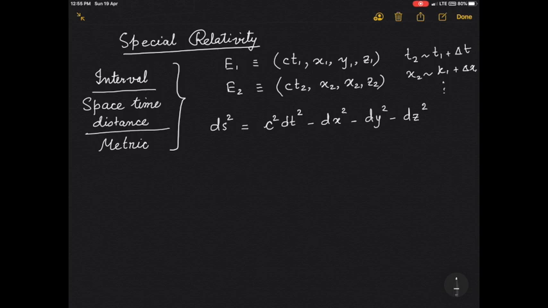And you see, if I take minus 1 common from this part, this is just dx square plus dy square plus dz square, which is nothing but the spatial distance between the points x1 and x2, y1 and y2, and z1 and z2. So the spatial distance can be written in a little different way. So this interval is in Cartesian spatial coordinates.